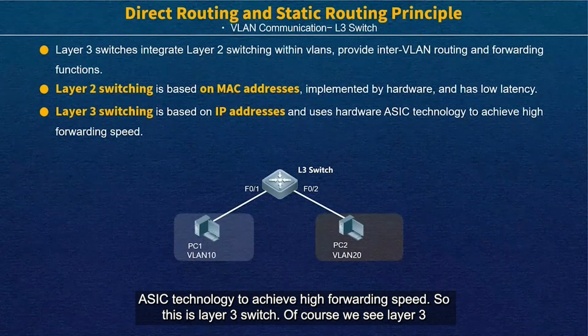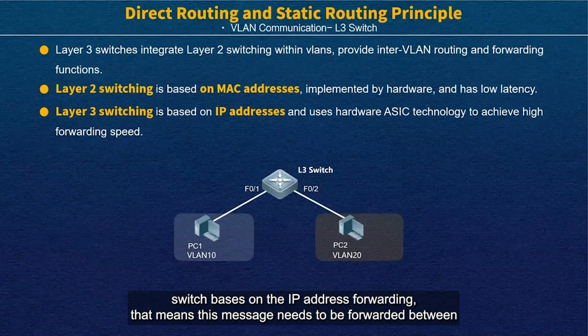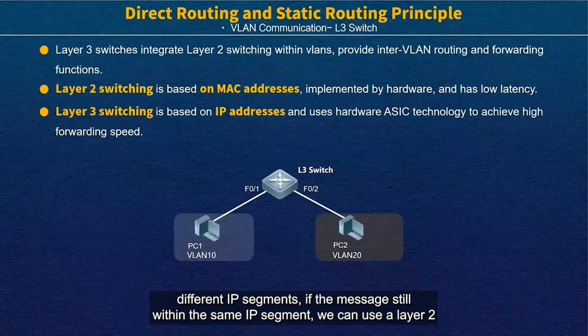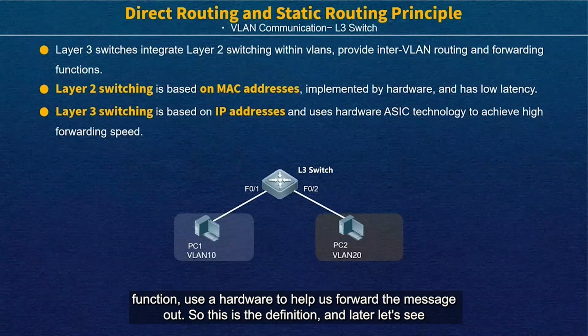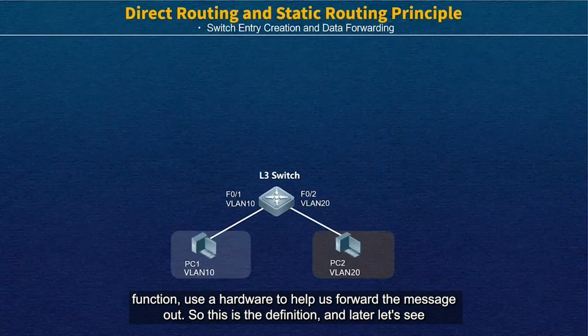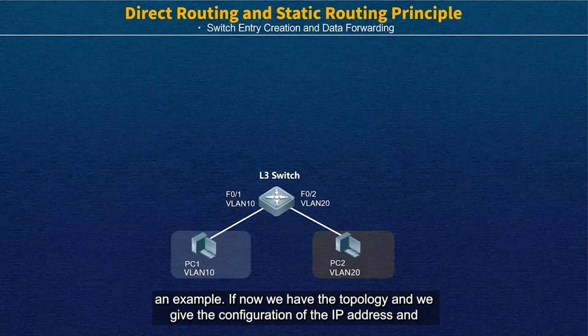Of course, layer 3 switching is based on IP address forwarding. That means the message needs to be forwarded between different IP segments. If the message is still within the same IP segment, we can use the layer 2 function, using hardware to help us forward the message out. So this is the definition. And later, let's see an example.